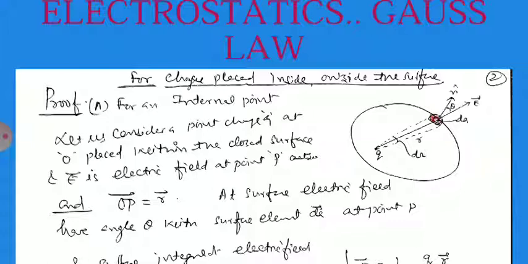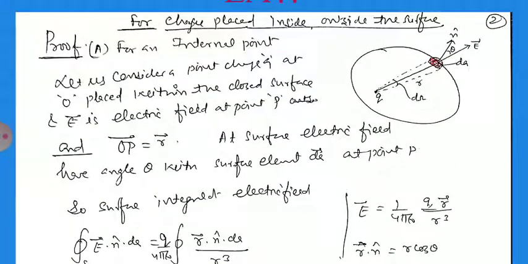So we can write the electric field at the point P due to this charge Q is E vector equal to 1 by 4 pi epsilon naught Q multiplied by the R vector by the R cube. And if you want to calculate the surface integral of the electric field, to calculate the electric flux, we can write closed path for the surface E vector dot n cap dA. So that is Q by 4 pi epsilon naught integration R vector dot n cap dA by the R cube.